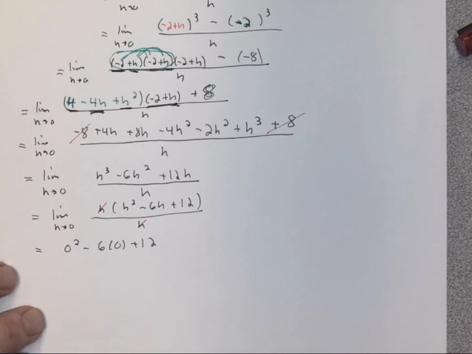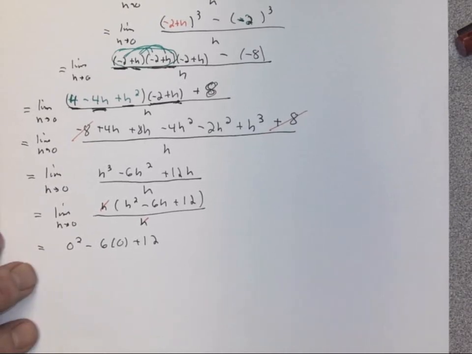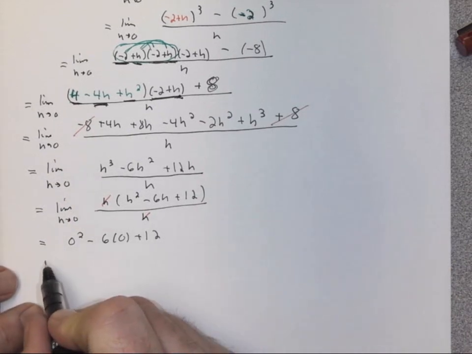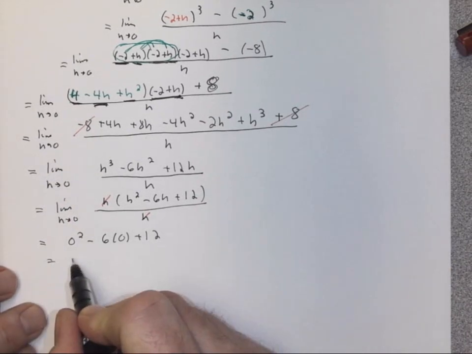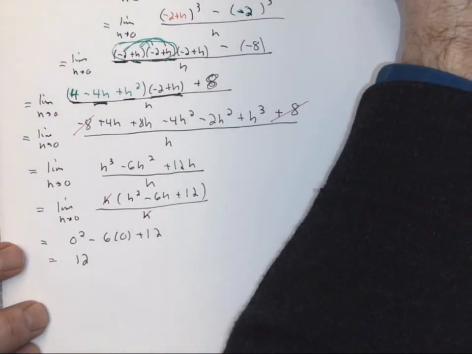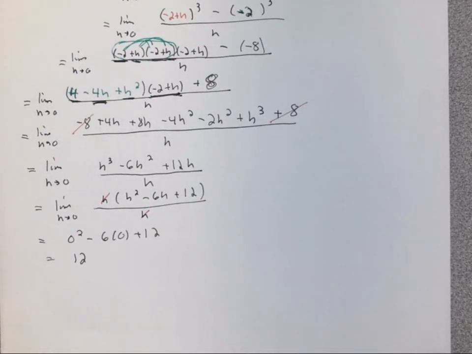Is that clear? So the question is, when do you stop? Well, you stop when you plug it in. Does that make sense? Okay. So what's left over? 12. Okay, so let me just make sure. 3x cubed, 3x squared, 4, 3. Yep, we're right. We got it.